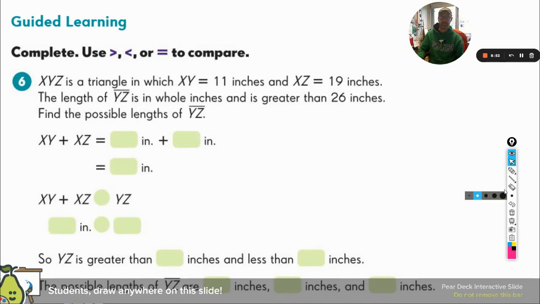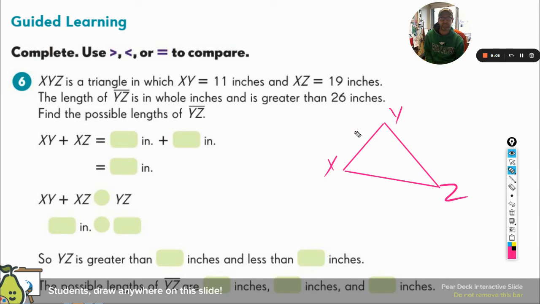Whoa. Okay, XYZ is a triangle. I am just going to sketch my XYZ. Again, I'm not worried about it. I'm just doing X, Y, Z. Let's see, XY is 11, XZ is 19. The length of YZ is in whole inches, and it is greater than 26. So if it's XY and YZ, then 19 and 11 is 30. XY plus YZ must be, wait.